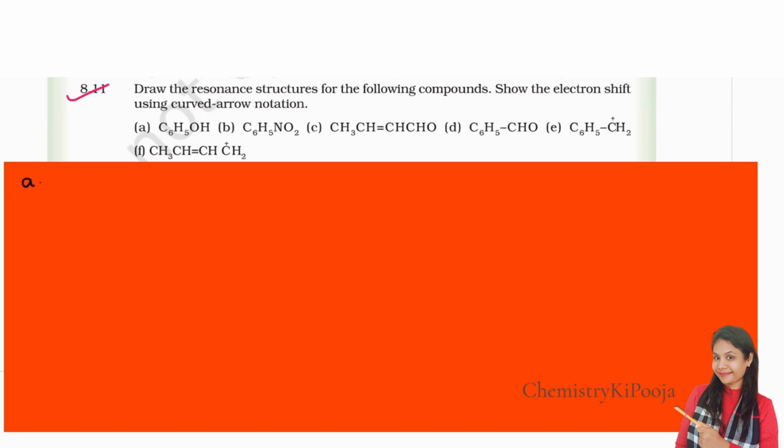Now the first one is C6H5OH. C6H5 is nothing but the benzene ring, and if one hydrogen is removed from the benzene ring and replaced with OH, we get C6H5OH, which is nothing but phenol. This is the structure of phenol. Now let us quickly draw the resonating structure for the same.